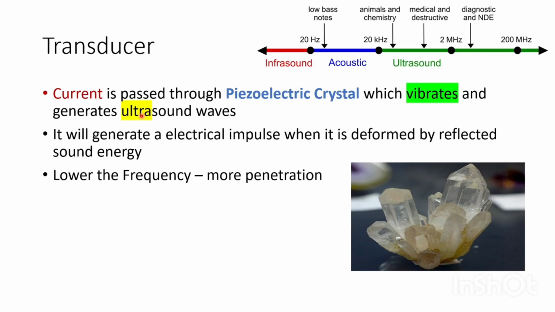The transformation which we call fast Fourier transformation is a very complicated procedure, the details of which we don't go into now. So the reflected sound waves deform the crystal and generate an electrical impulse, and this electrical impulse is converted into an image. When we talk about the transducer, the lower the frequency, generally the deeper the sound waves can go into the tissue, more penetration. Our acoustic range is 20 hertz to 20 kilohertz, and above that is ultrasound.